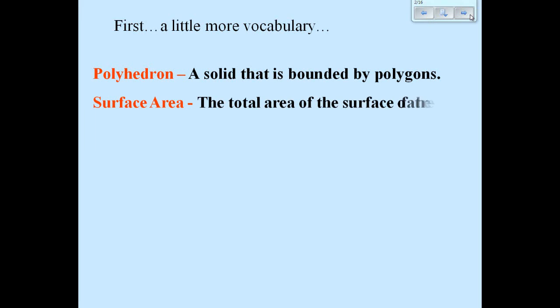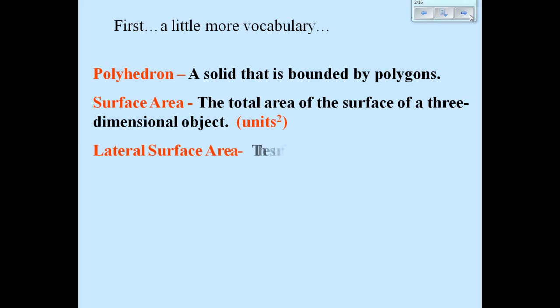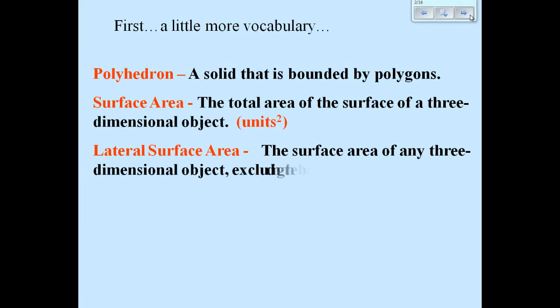The surface area is the total surface of a three-dimensional object in units squared. We're talking about area here, okay? So that, again, is how much wrapping paper you need to cover the box. The lateral surface area is the surface area of any three-dimensional object excluding the bases. And that is, again, in units squared.